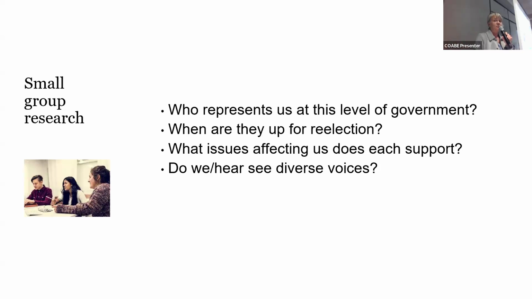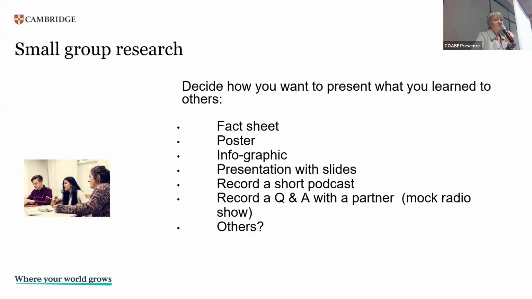with some key questions, like who represents us, when are they up for re-election, what issues affecting us does each support? So there you'd have to maybe do some other kinds of research, maybe find some campaign materials that they could look at, some flyers, and then do we see and hear diverse voices in our community? But this is the key here, and especially at this level, but at all levels, give them lots of options then for reporting their findings. They could do a fact sheet, because we often have a fact sheet as an informational text when we're talking about things like politics.